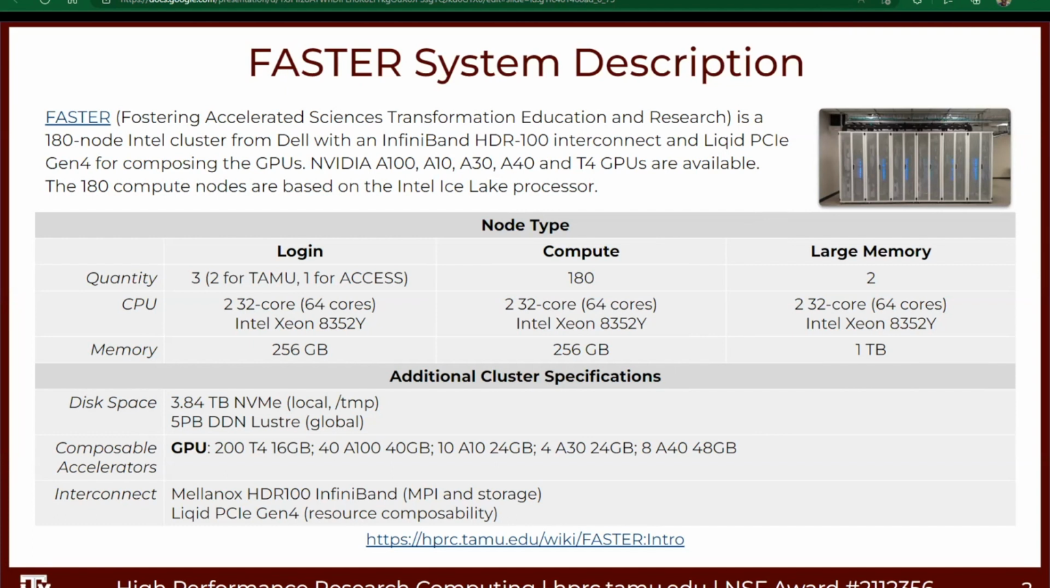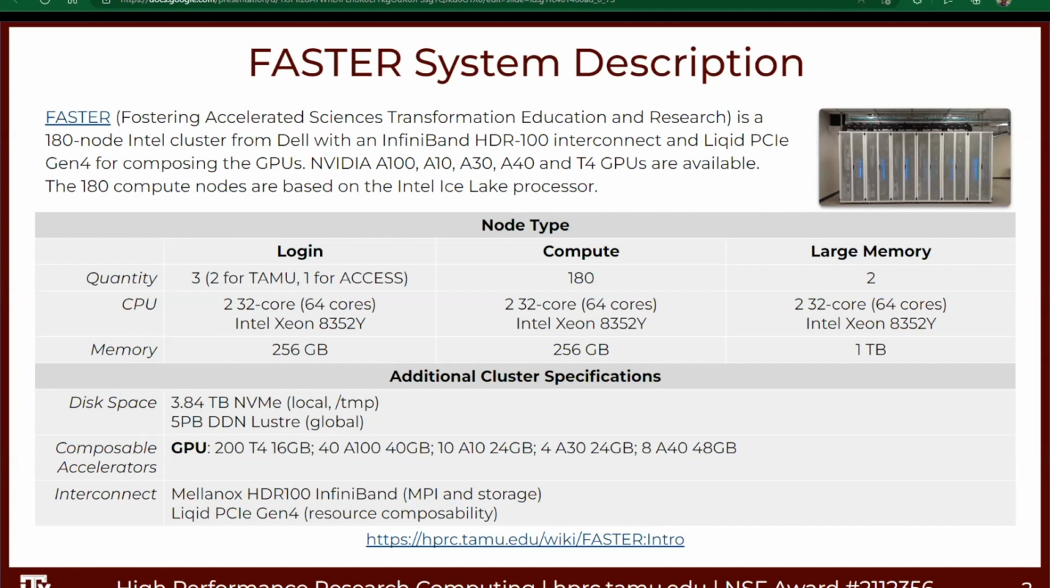And apart from this, each of these nodes has 3.84 terabytes of disk space, and there is a 5 petabyte shared Lustre file system.